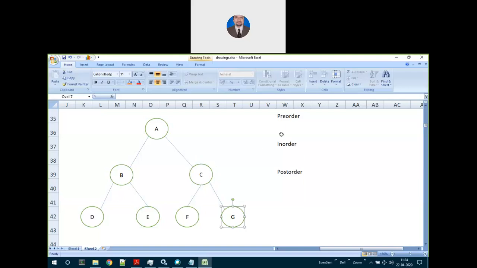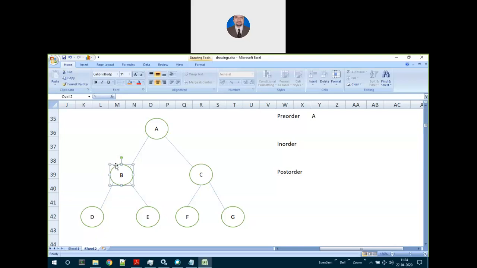Now if we want to apply the traversal technique in pre-order, how should we do this? Pre here, as we discussed, means before. Before we visit its children, I have to visit what? A. Fine. So with that approach, I will visit A. Next, I have to visit the left child of A. The left child of A is B.